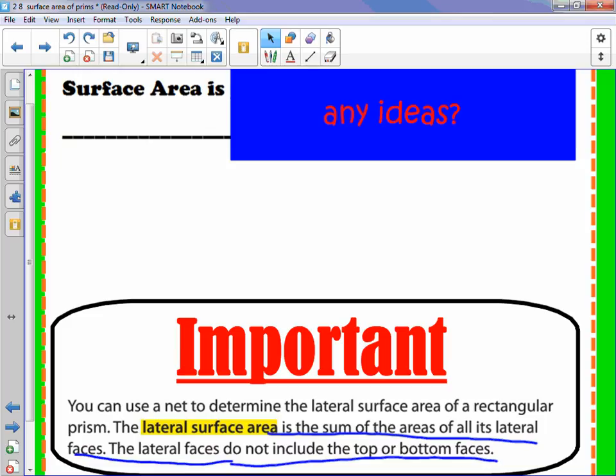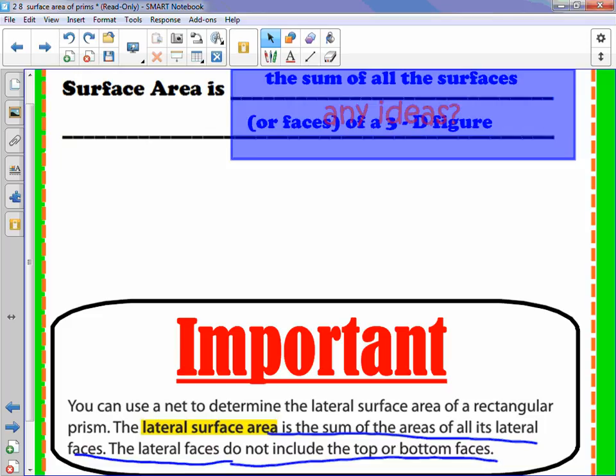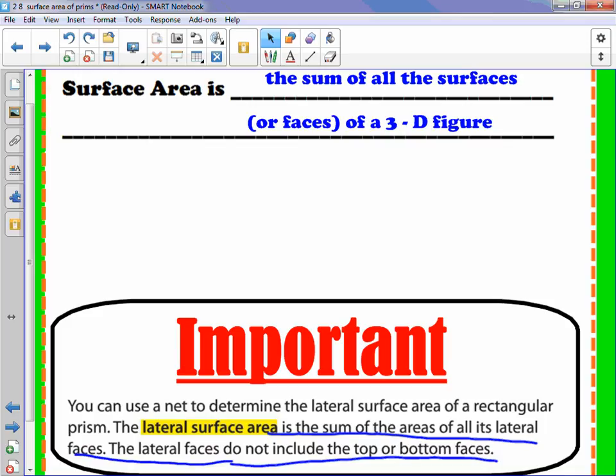Yes, ma'am. I know what it is, but it's the size of the shape, like you multiply those and it'd be the area. Okay, I know what you're saying. Elaborate. It's the area of each side of a three-dimensional object, and you add them together to get a surface area. So the surface area is the sum of all the surfaces or faces of a three-dimensional figure.